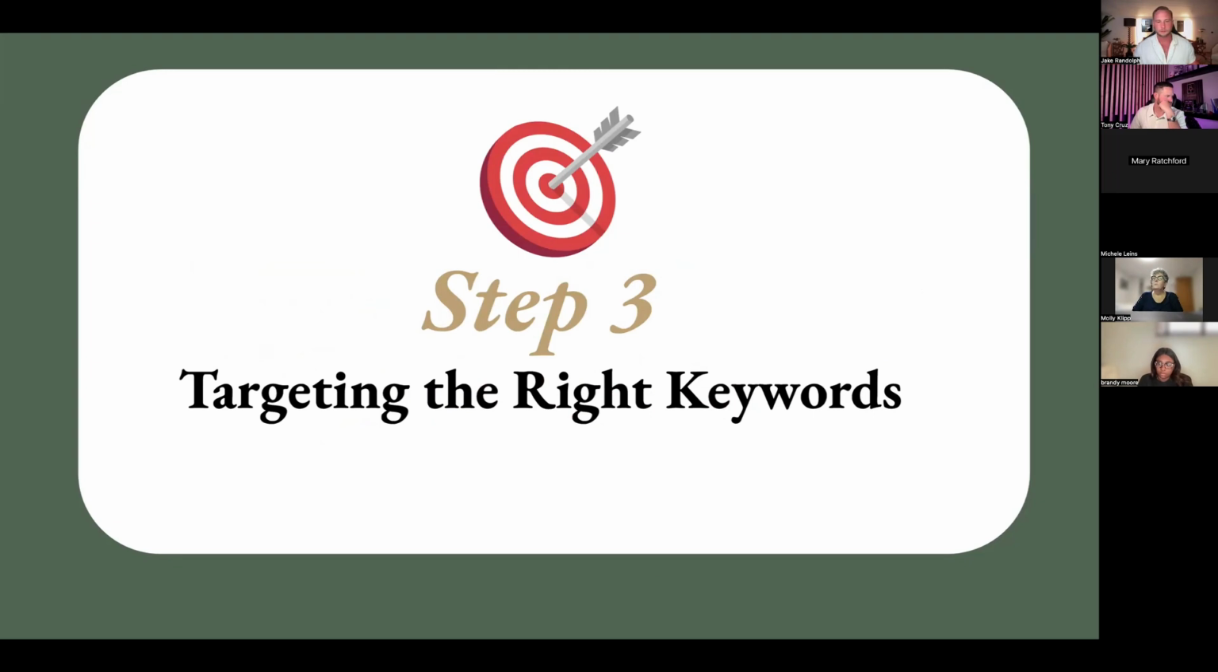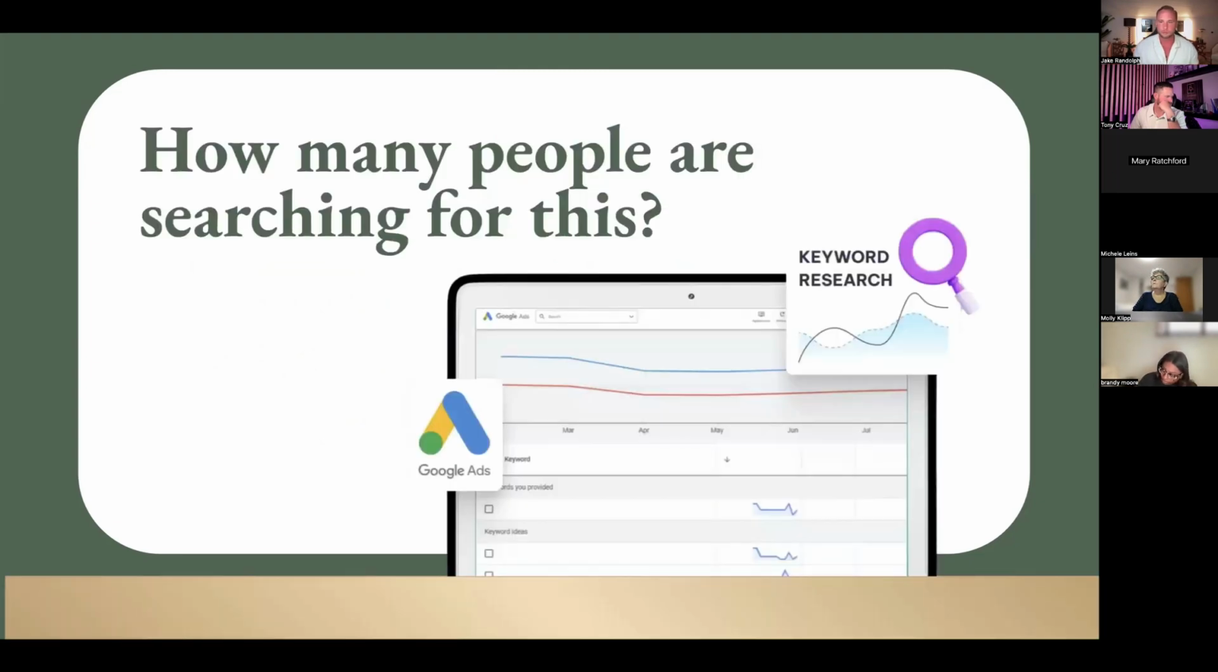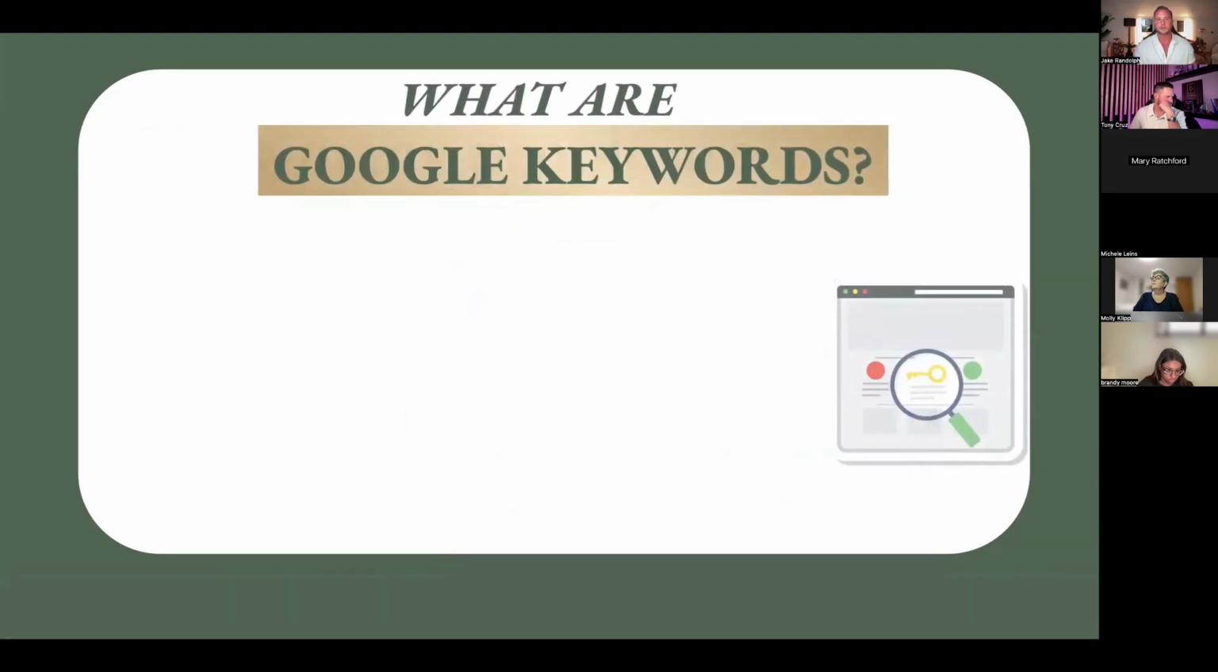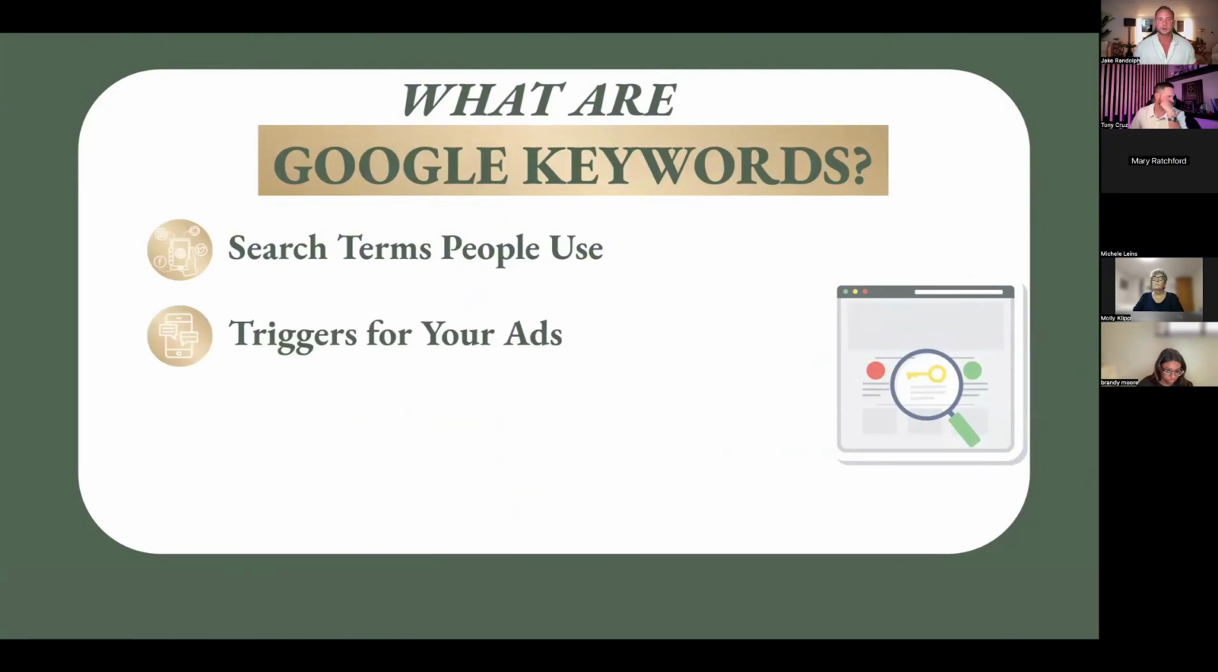Okay, yep, lots of you. So let's talk about keywords. Essentially keywords are phrases or words that people would be searching for. I'll show you how to find how many people are searching for this in a second. Keywords are triggers for your ads. So basically you can tell Google, when someone searches this, I want them to see an ad.